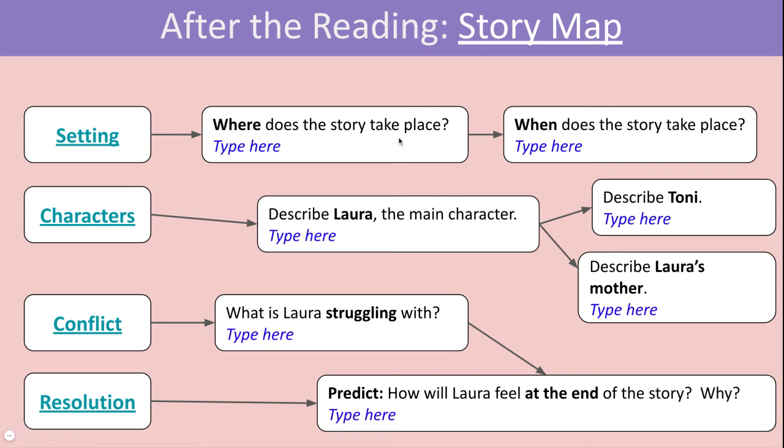So we have some questions here in the middle. So you're going to tell us where this story takes place, when the story takes place. You're going to describe Laura for us, the main character. You're going to describe Tony and Laura's mother. Then you're going to let us know what Laura is struggling with. And then you're going to make a prediction, so something that hasn't happened yet. How will Laura feel at the end of the story? And why? So please pause the video now and complete that.